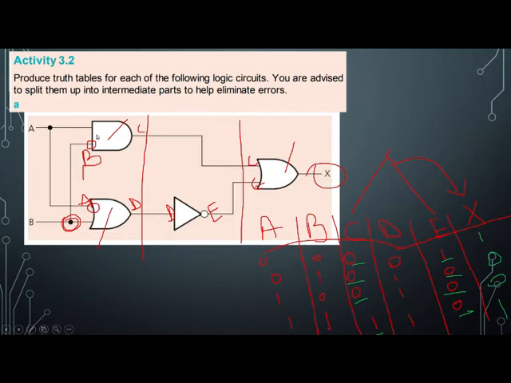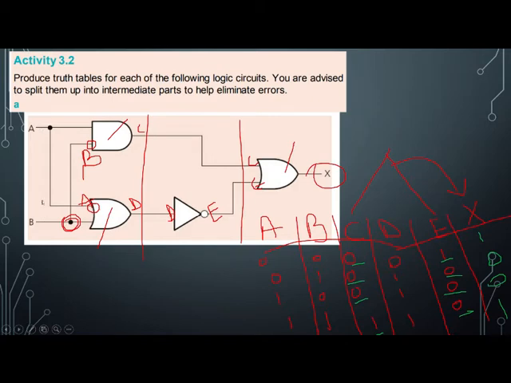Now what you have to do is identify which gate it is. For A and B, they are using the first one, which is basically an AND gate, and this one is an OR gate, and this is basically a NOT gate, and this is your OR gate. Okay, before solving this, you have to remember the behavior of all these gates.